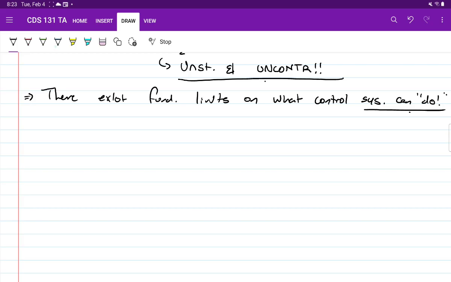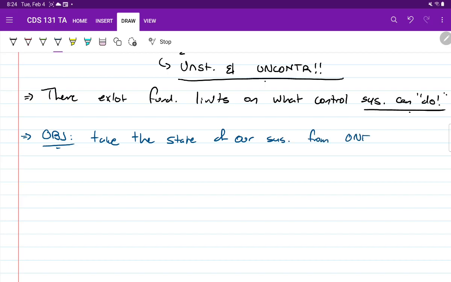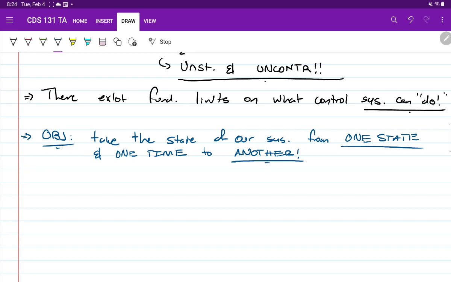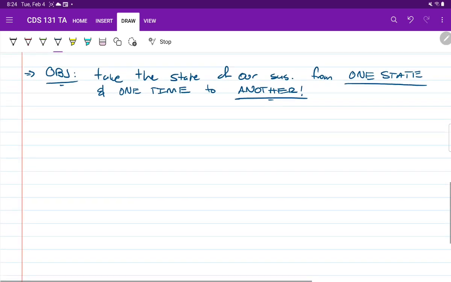Just a couple moments ago, I said what we're going to do is set out a basic class of control objectives and then try to characterize systems that are able to meet those. So our general objective is to take the state of our system from one state and one time to another. We start at some state in time, and then we want to get to another state at another given time.